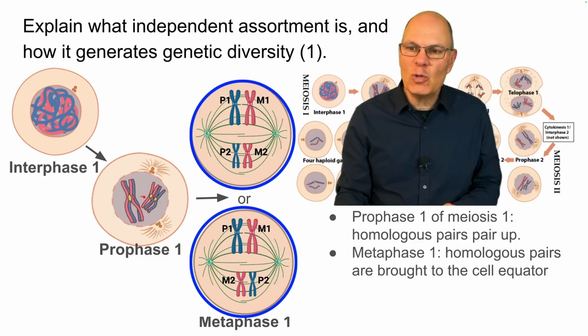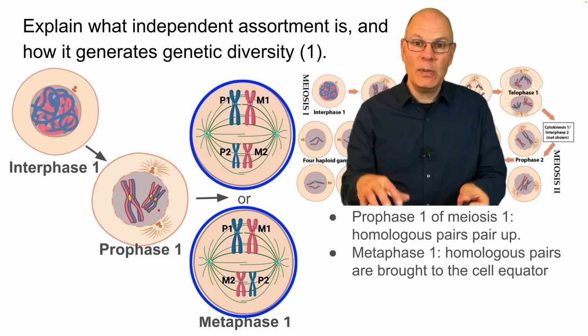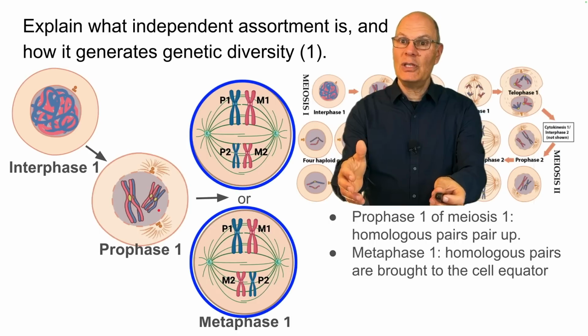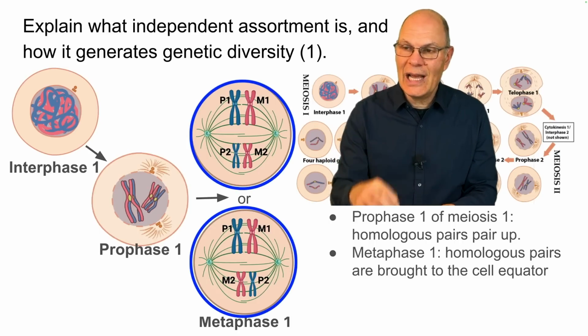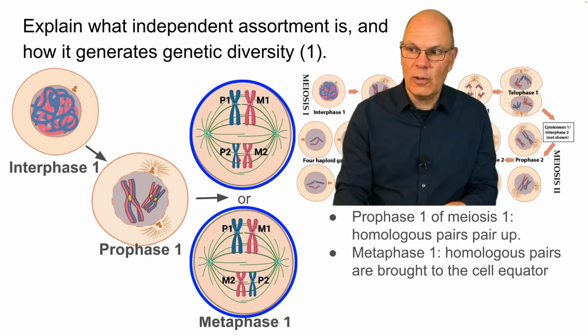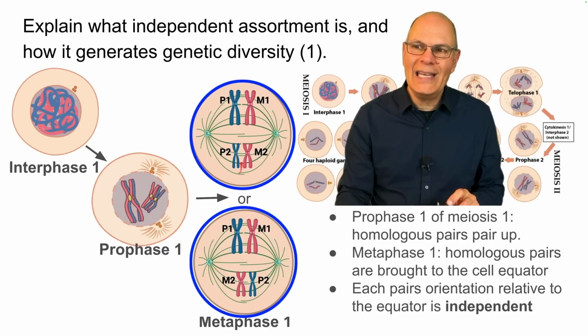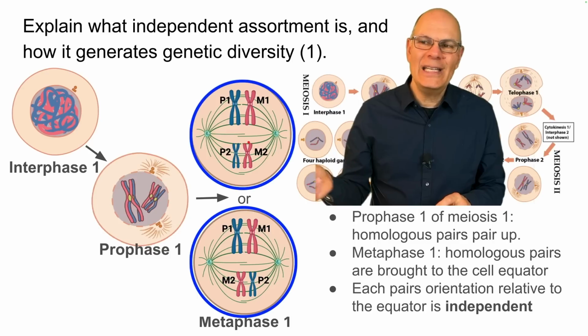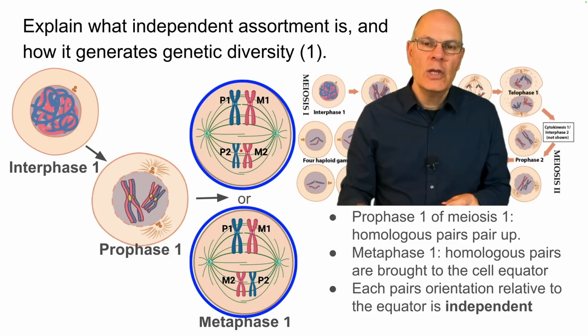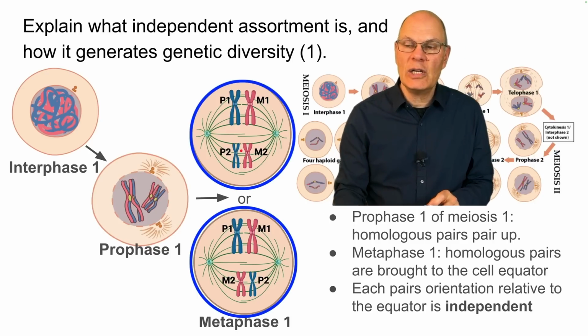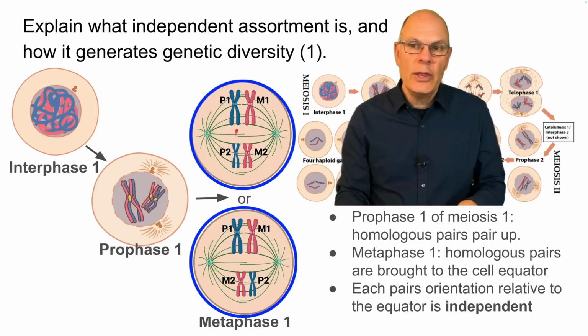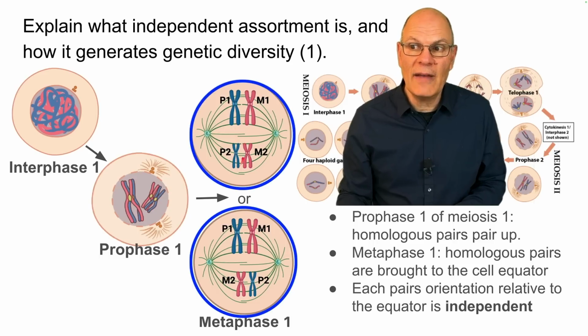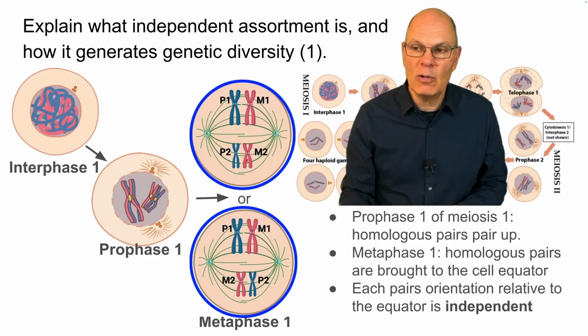During metaphase 1, they're pulled by spindle fibers, just as happens in mitosis, to the cell equator, right? So here we have that. But the way that each pair gets dragged to the middle is independent of every other pair. So in this very simplified system, it's possible that the paternal chromosomes might be on the left side and the maternal ones might be on the right side.